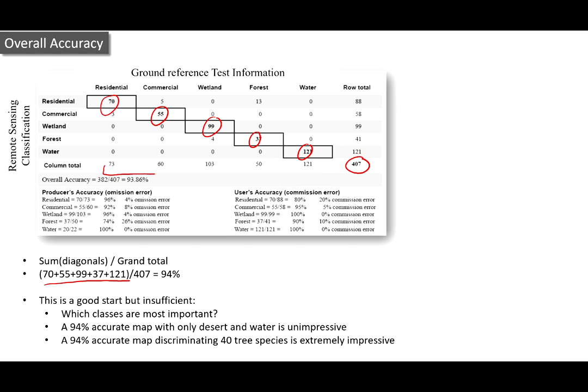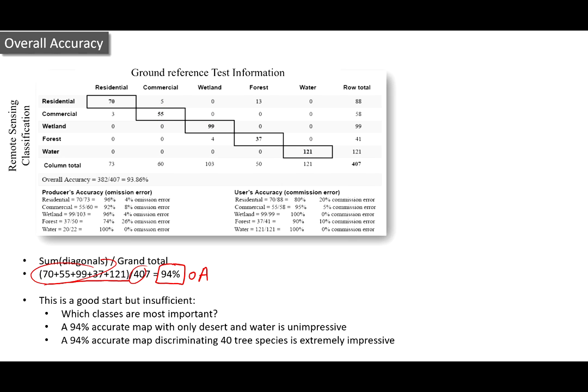So if you add all of these together, you get 407. And so this total divided by 407 gives you this overall accuracy of 94%. So that's good. That's nice overall. That's a good result. 94% is a nice number, but it doesn't really tell you the whole story.